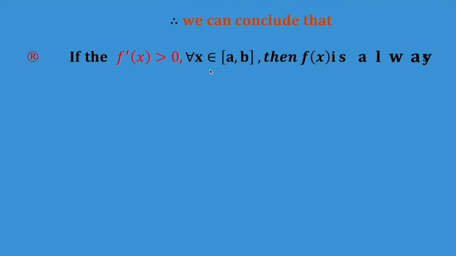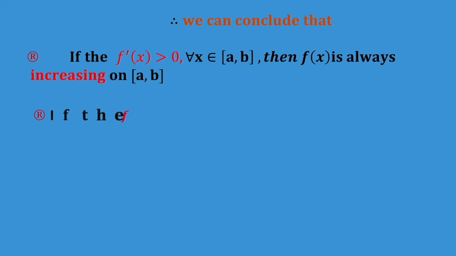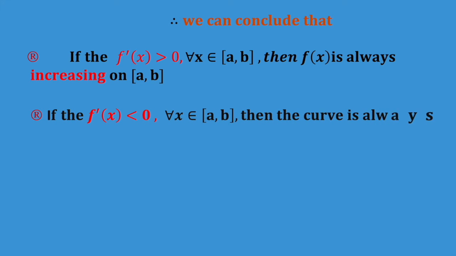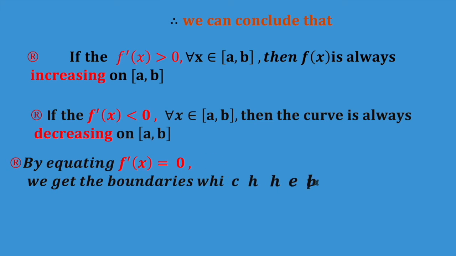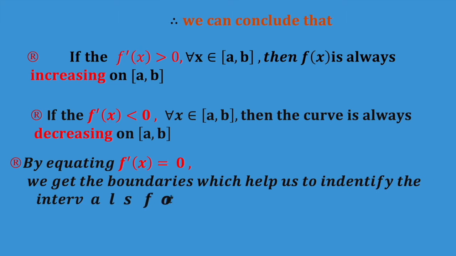If the gradient is positive for all x on the given interval, then the curve is always increasing on that interval. If the gradient is negative for all the values on that interval, then the curve is always decreasing. So we should notice one point here. For calculating the endpoints of the boundaries for intervals, we should equate the gradient to 0 and get the values of x, which will help us to identify the boundaries for increasing and decreasing curves.